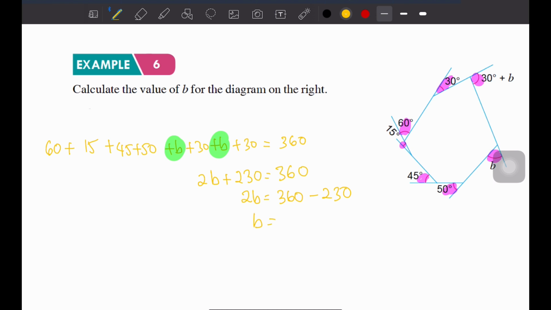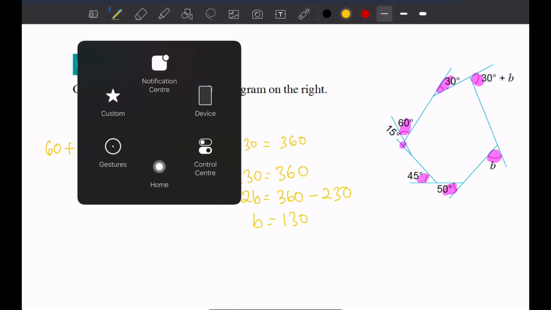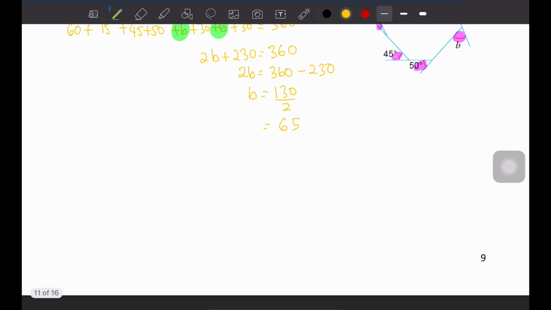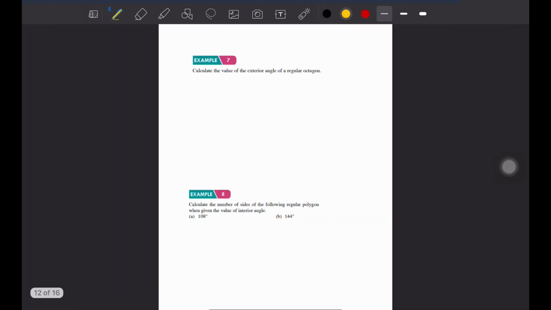So 360 minus 230 gives 130. We only want B, so you have to divide it by 2. Your answer is 65. Okay, next, example 7.